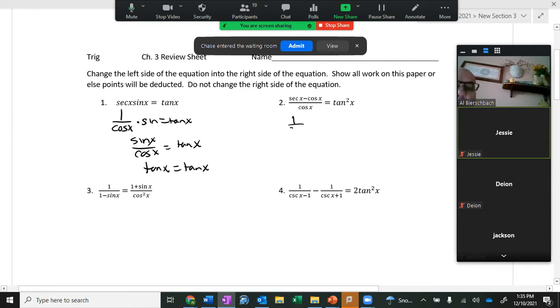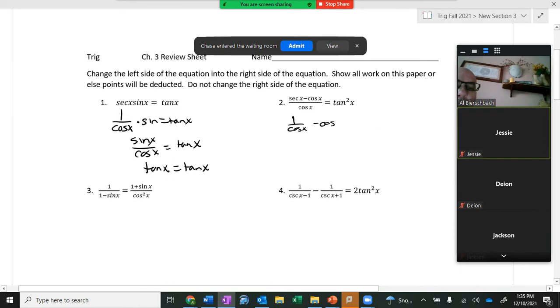Here you change secant into 1 over cosine. Now we've got a complex fraction, so I'm going to multiply the top by cosine of x over 1, and then the bottom by cosine of x over 1. If we distribute, we get cosine over cosine, which is 1, minus cosine squared of x over cosine squared of x.